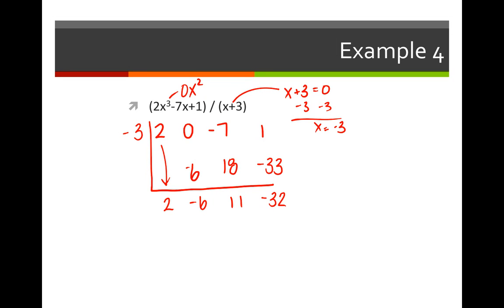So then here, say I work backwards from the top, I divided out an x from the x to the third. So this is going to be an x squared, an x, a constant term, and a remainder. So 2x squared minus 6x plus 11 plus negative 32 over x plus 3.